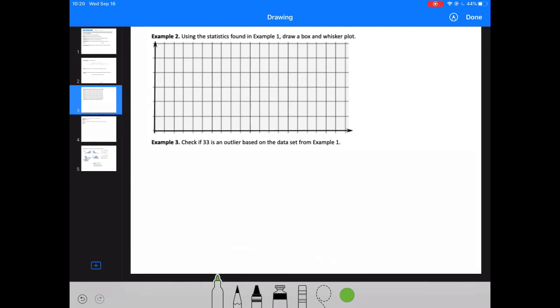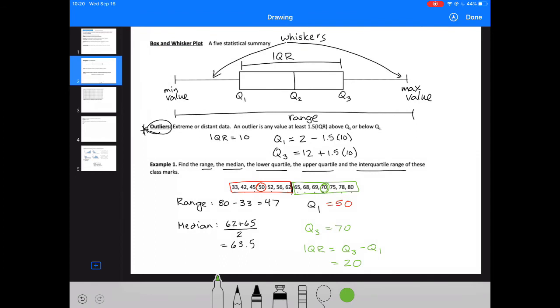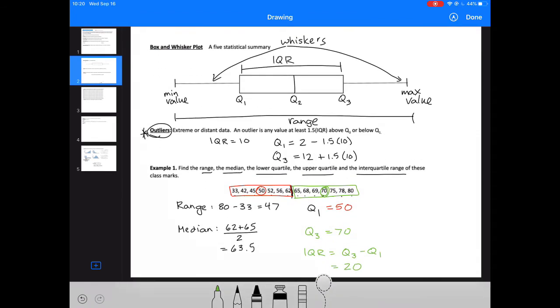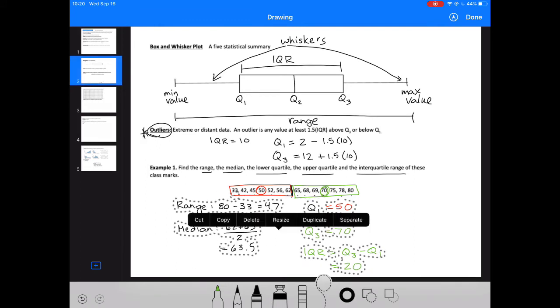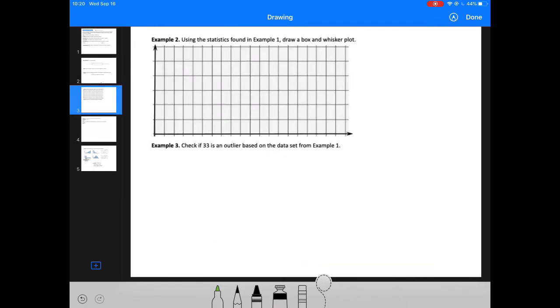So now what I am going to ask you to do is to draw a box and whisker plot. Let's see if I can copy these values so I have them here. Oh, look at that.